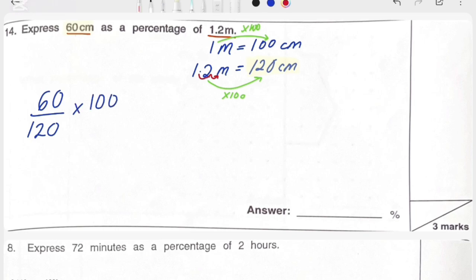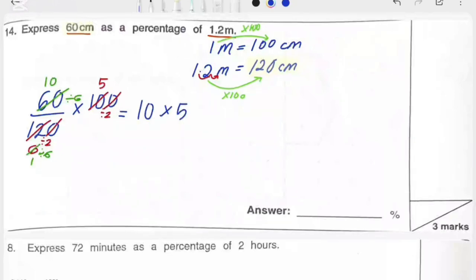Let's cancel off the two zeros top and bottom, which means you're dividing 120 and 100 by 10. Now let's simplify further. 12 and 10, they are divisible by 2. So let's divide 12 by 2, which gives you 6, and 10 divided by 2 is equal to 5. 60 and 6 are divisible by 6. So 6 divided by 6 is equal to 1, and 60 divided by 6 is equal to 10. 10 times 5 is equal to 50. The answer is 50%.